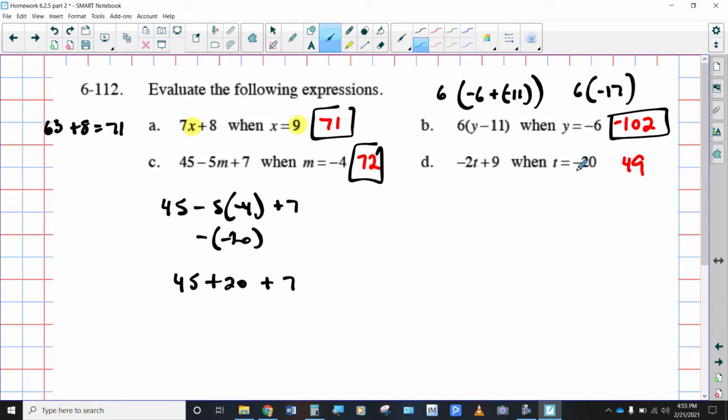And then here, wow, we got a lot of multiplying negatives times negatives, don't we? Well, I guess we've only got 2 of them, but still. Negative 2 times negative 20, you're multiplying a negative times a negative, so you're going to basically take 2 times negative 20 and then take the opposite of that, which becomes positive 40. And 40 plus 9 gives you your 49.